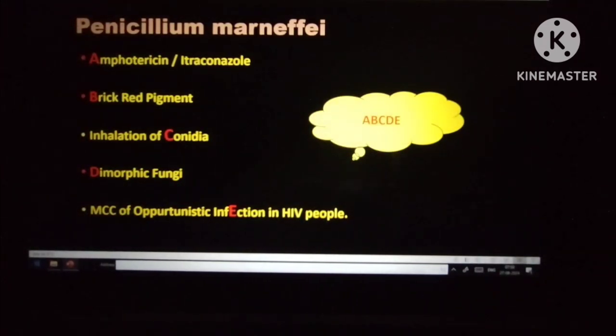Coming to Penicillium marneffei, you can remember it like A, B, C, D, E. A for amphotericin B and B for brick red pigment. C, it usually spreads by inhalation of the conidia, and D, it is a dimorphic fungus, and E, it is the most common cause of opportunistic infection in HIV patients. Just remember A, B, C, D, E. But here the specific important term is brick red pigment.